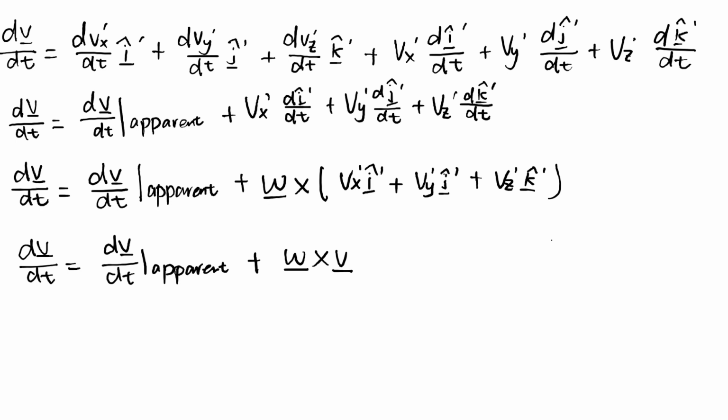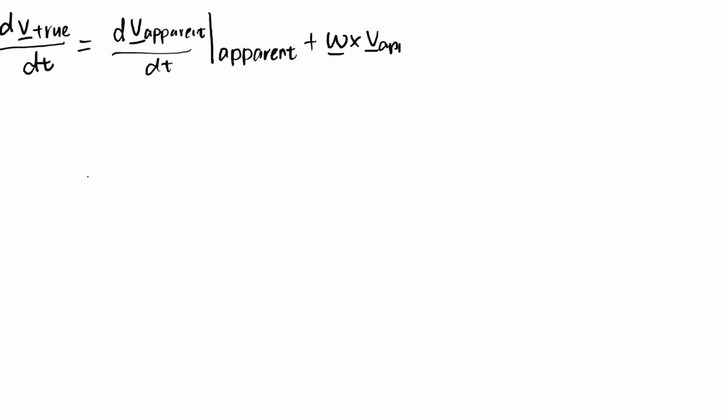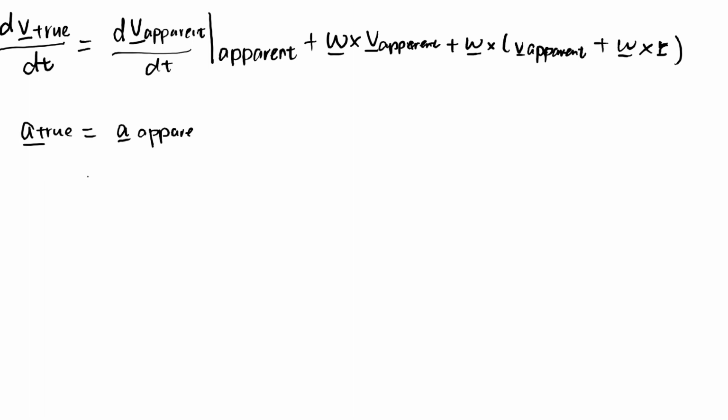Doing the same for the position vector gives dr by dt is dr by dt apparent plus omega cross r, or v true equals v apparent plus omega cross r. Substituting this for v in the equation above yields dv true by dt equals dv apparent by dt apparent plus omega cross v apparent plus omega cross v apparent plus omega cross r. Simplifying this gives us the formula linking acceleration in the inertial and the rotating frame. a true equals a apparent plus 2 omega cross v apparent plus omega cross r.